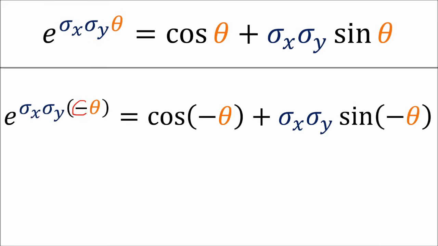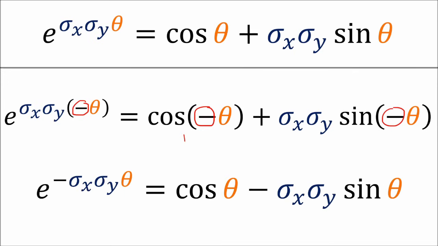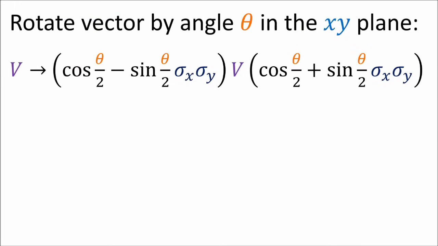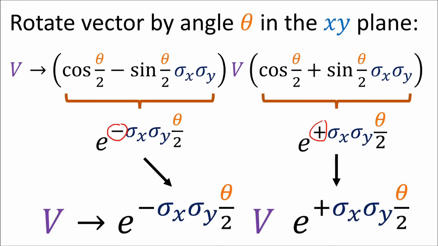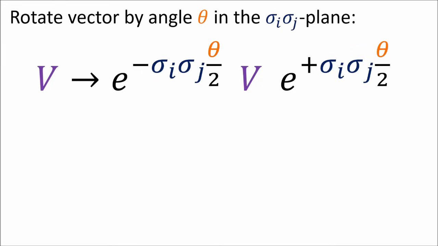Also note that if we use a negative angle in this formula, the cosine term is unchanged since cosine is symmetric. The cosine of an angle and its negative give the same result. The sine term, however, can have the negative sign moved out in front, since sine is an antisymmetric function. So we can replace these formulas with a negative exponential and a positive exponential involving the bivector sigma x sigma y. This exponential version of the formula works for rotating in any plane given by two sigmas.